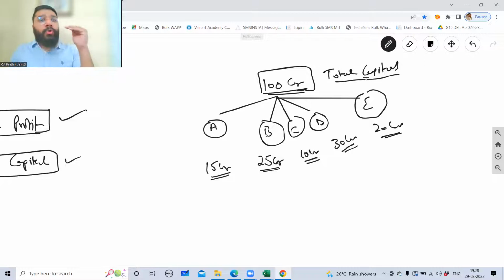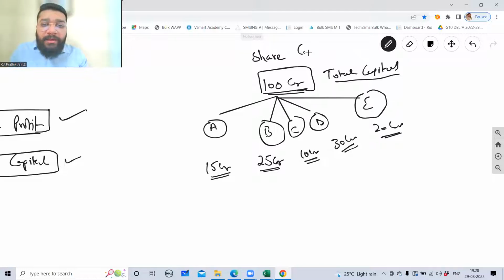This 100 crore total capital will be shared between 5 different persons, which means what? The capital is being shared. The capital which is going to be shared among the owners is called a share capital. The capital to be shared is called a share capital. Clear with this point? What is a share capital? All of you online people, are you clear with the meaning of share capital?